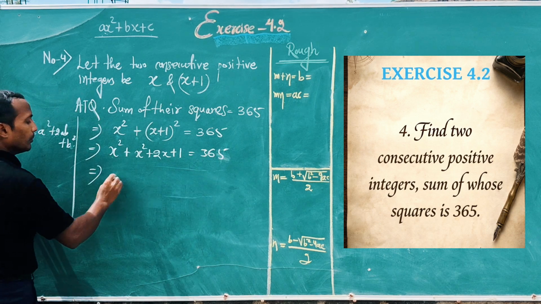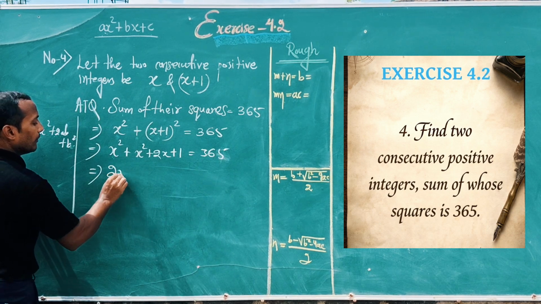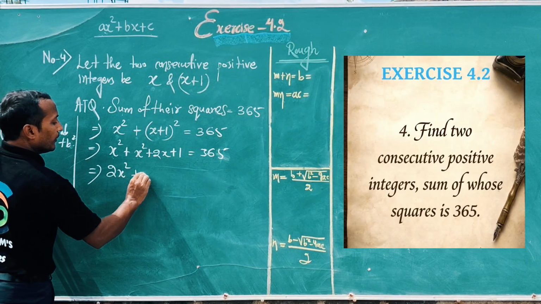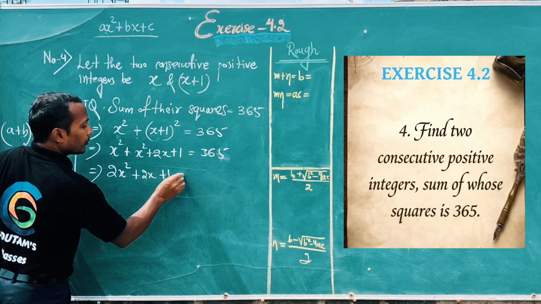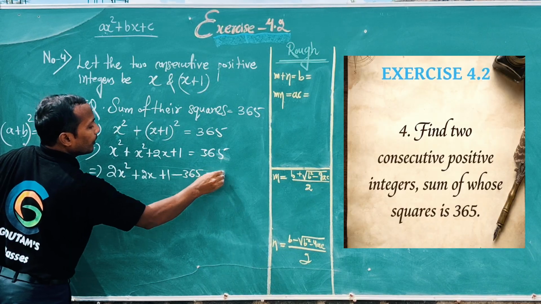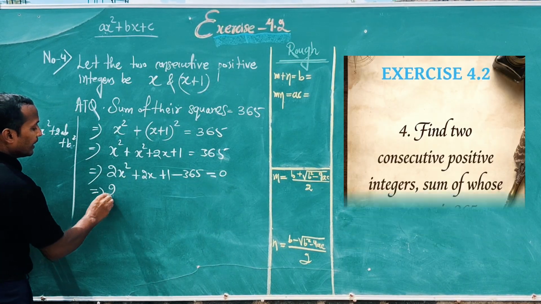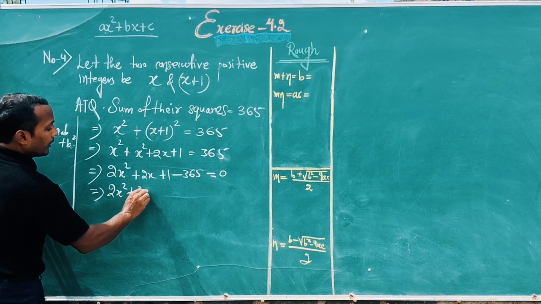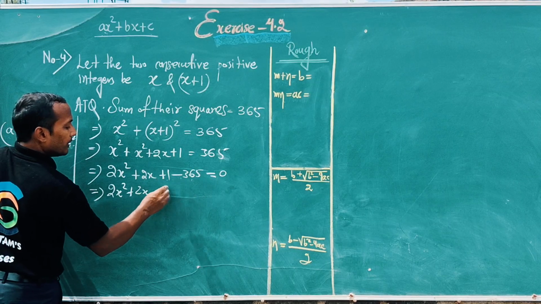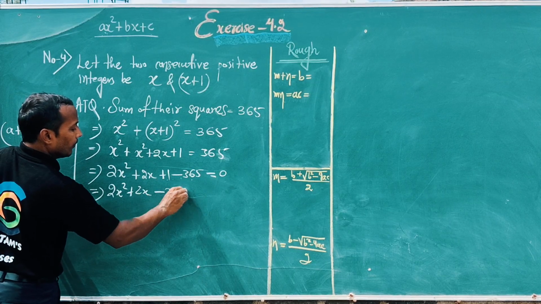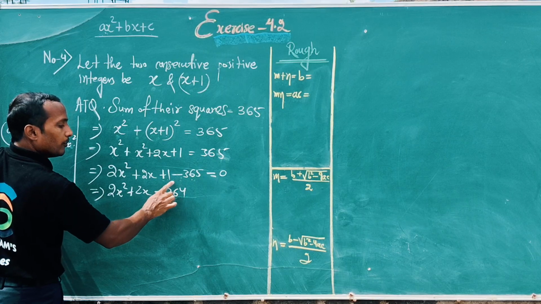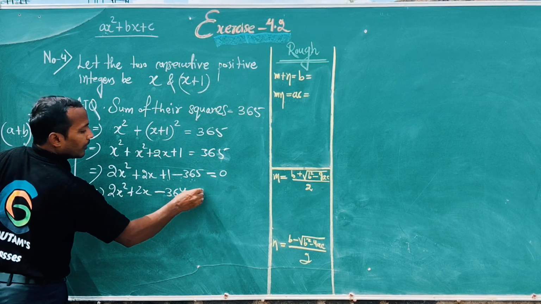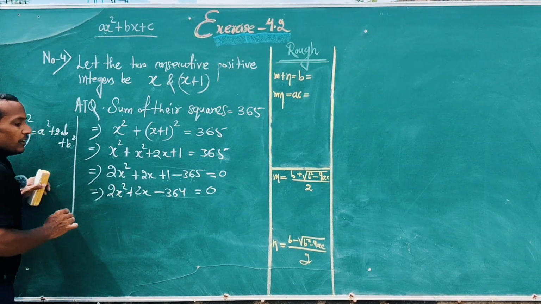Now x square plus x square, these are two like terms, so I will have 2x square. 2x is there, let me copy it. Plus 1 is there, let me copy it. 365 comes to the left side, becomes minus 365, equal to 0. Now on the left side I have 2x square plus 2x plus 1 minus 365. It will be minus 364. The sign of the bigger number and the difference of the two numbers is taken when opposite signs are there for two like terms. So now this is your required quadratic equation.